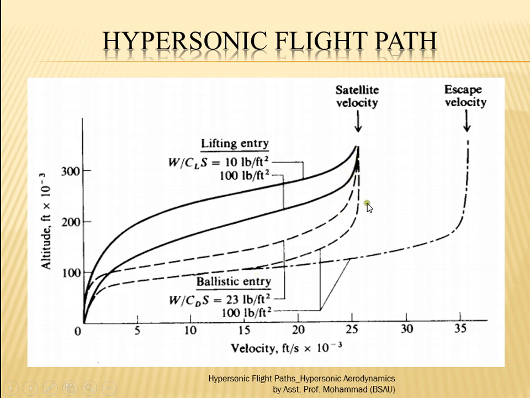In the case of ballistic entry, the similar thing happens. This has gone down compared to the lifting entry, but it has still not gone down compared to this one. So for a ballistic entry with ballistic parameter 23 pounds per square foot, we get this dotted curve like this. And if it goes for 100 pounds per square foot, it goes in this manner. So for the higher ballistic entry parameter, it penetrates a little bit deeper before the curves start flattening and the velocity starts decreasing considerably.